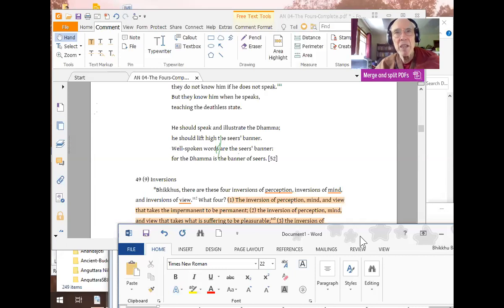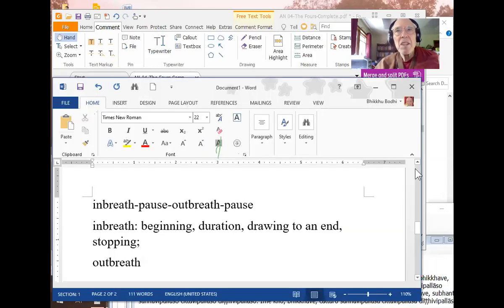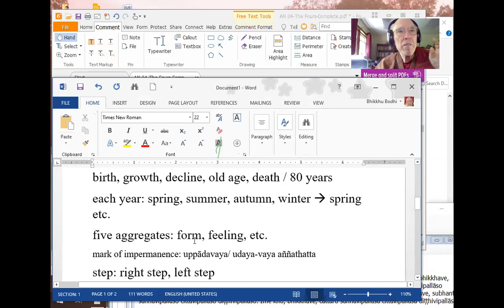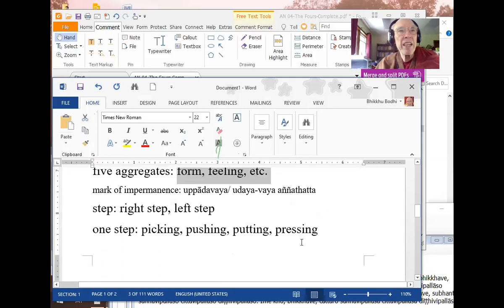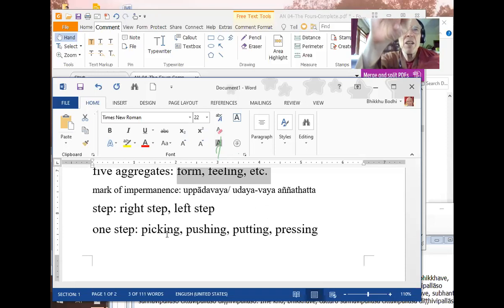occasions of material phenomena. And then one could turn the attention from the aspect of material form and bring the mental aggregates, the mind process, into the focus of attention. So, for example, if we come back to the walking, one could see that as one is attending to picking, pushing, putting, and pressing, there is the act of observation. One observes the picking, one observes the pushing, one observes the putting down, one observes the pressing.